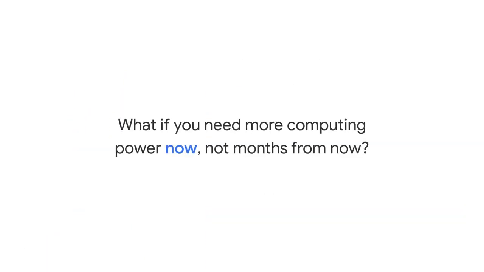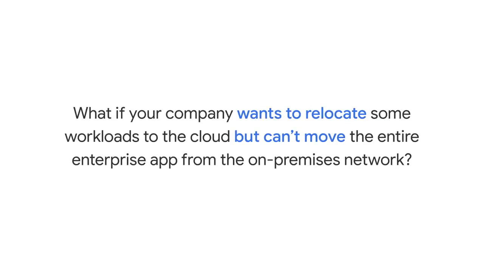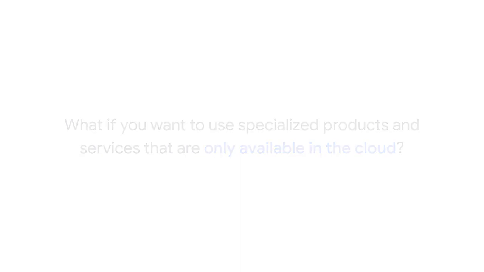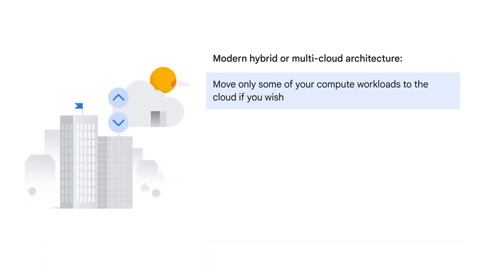But what if you need more computing power now, not months from now? What if your company wants to relocate some workloads away from on-premises to the cloud to take advantage of lower costs and higher availability, but is unwilling or unable to move the entire enterprise application from the on-premises network? And what if you want to use specialized products and services that are only available in the cloud? This is where a modern hybrid or multi-cloud architecture can help.